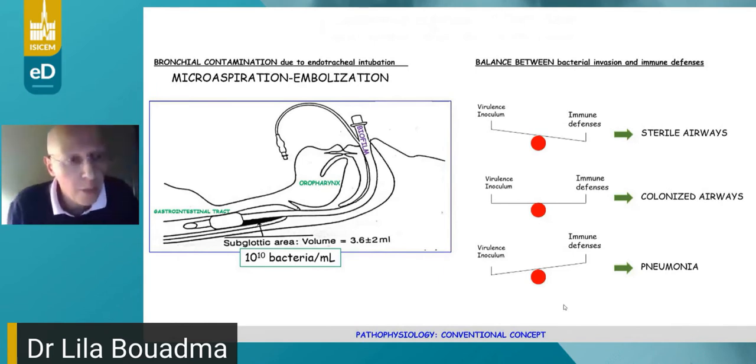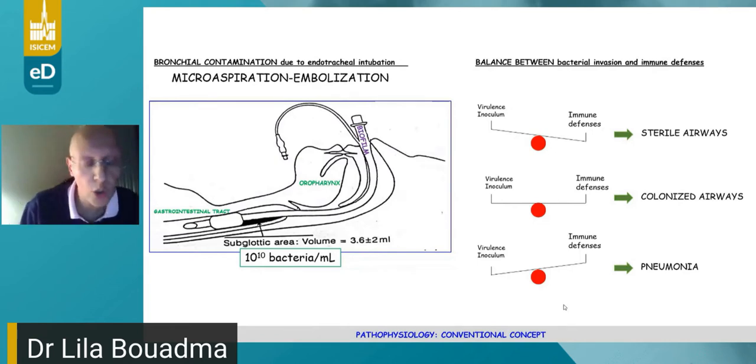The high frequency of pulmonary infection in ARDS patients may be explained by traditional factors such as bronchial contamination due to endotracheal intubation, but also because of impaired local and systemic defenses. On the left of the slide, you can see that microaspiration of oropharyngeal secretions contaminated by endogenous flora is the major route for microbial invasion. The amount of bacteria around the tracheal cuff is estimated at 10 to the power of 10.